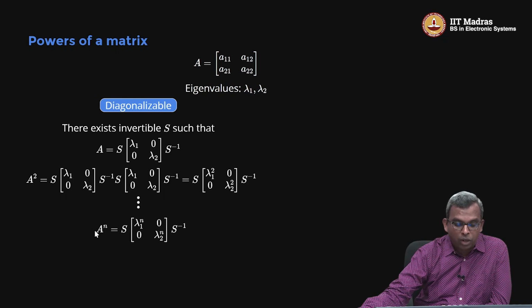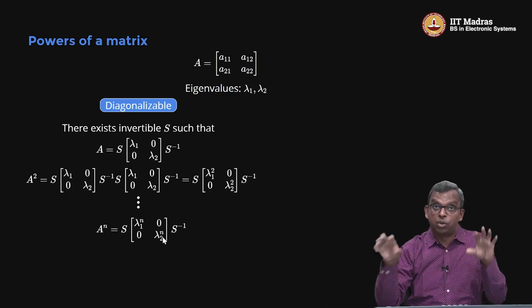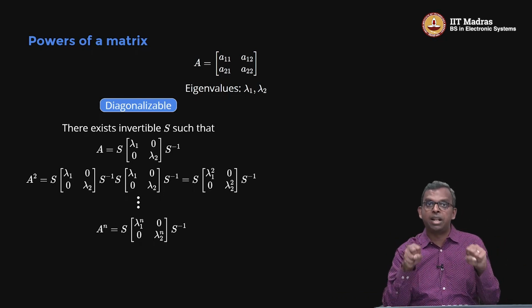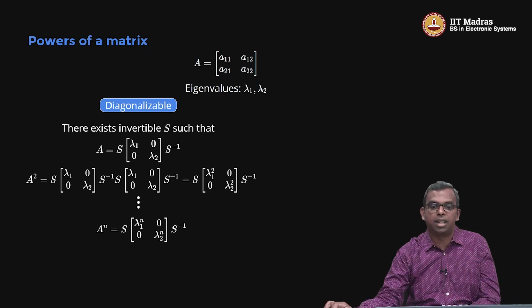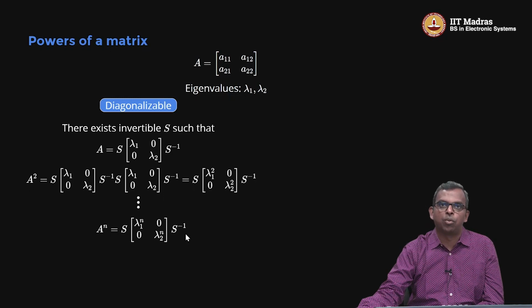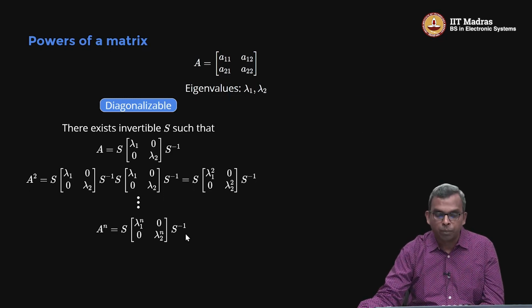And you can quickly see for any A power n, any matrix power, your diagonal values are going to be raised to that power, lambda 1 power n, 0, 0, lambda 2 power n, but you still have to stick the S and S inverse on both sides. Okay, so this is how you deal with matrix powers in the diagonalizable case. If A is diagonalizable, A power n is just S, the diagonal matrix powers, S inverse. So, a very, very simple way to characterize the powers of a matrix, right? So, all the different types you got.